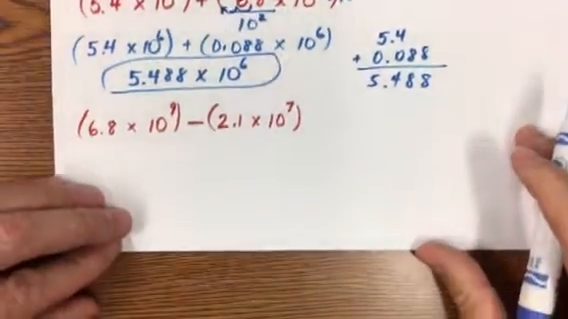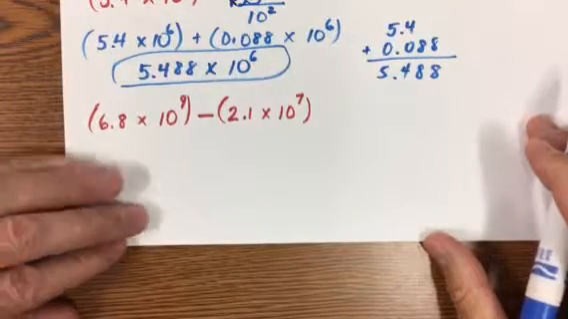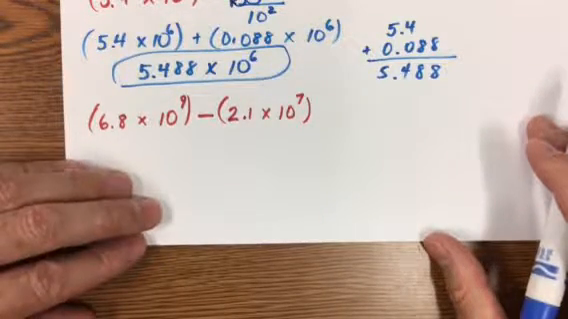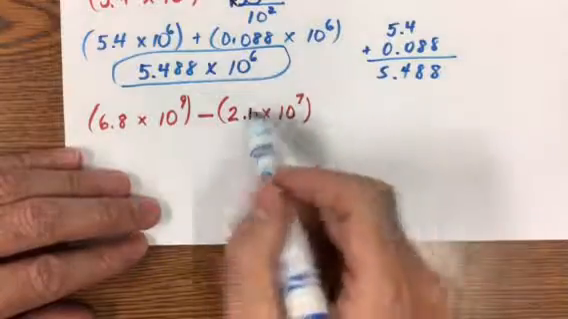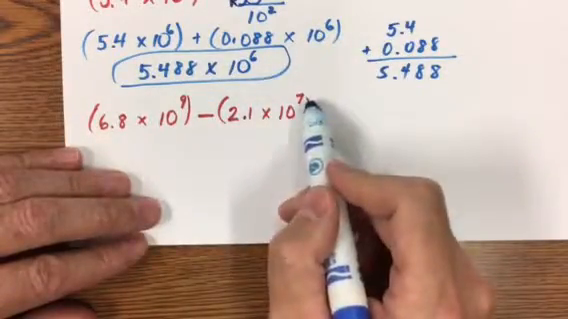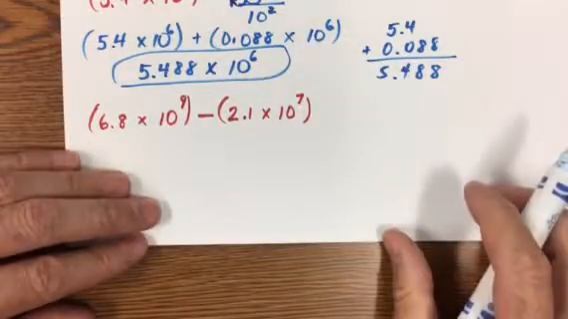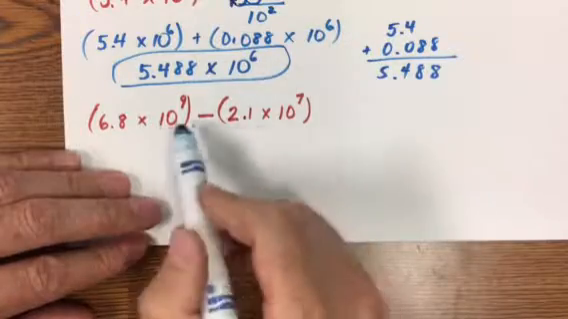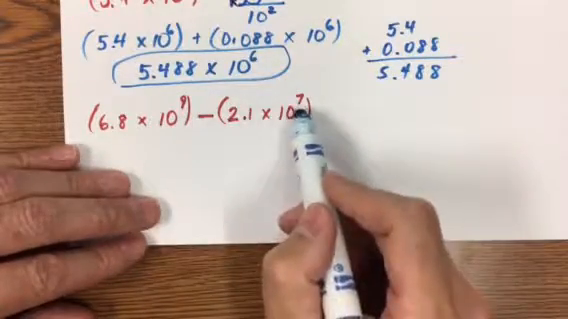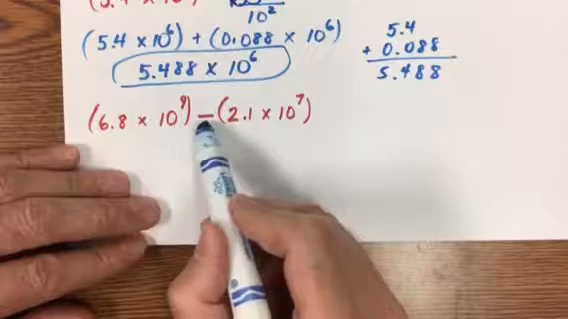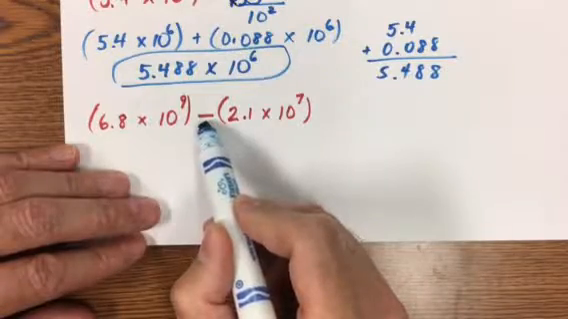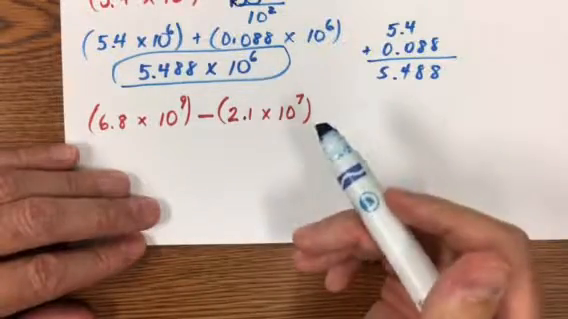Let's try this one. Same kind of problem, except here we have subtraction instead of addition. All right, so let's get to it. These two powers of 10 don't match. I'm trying to subtract, and so I'm going to have to make them match so I can subtract them.